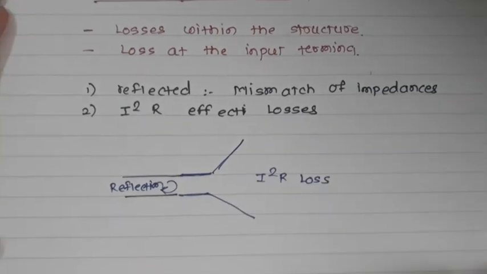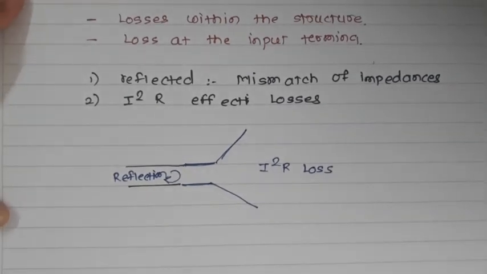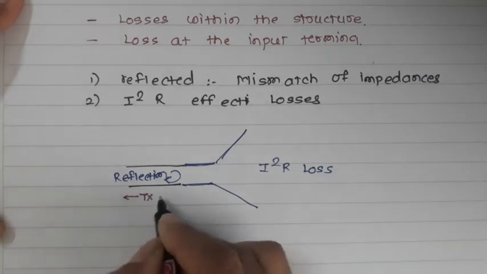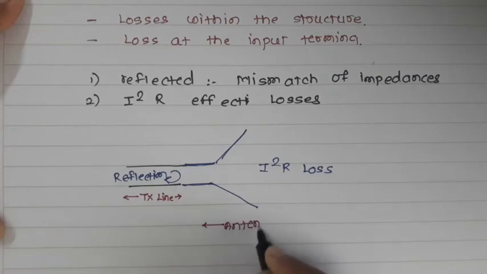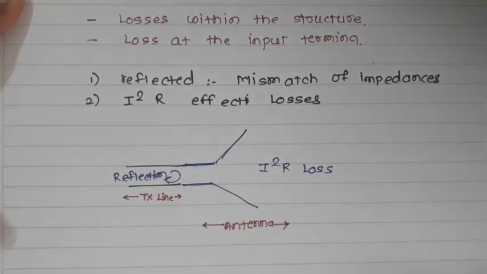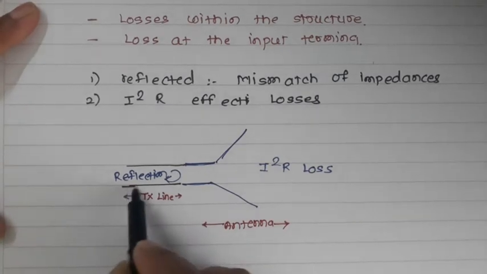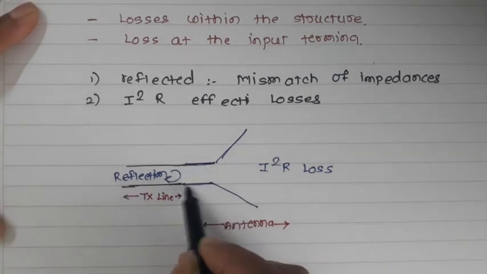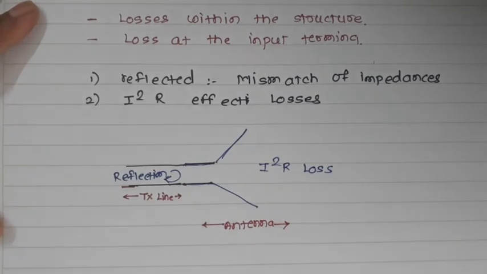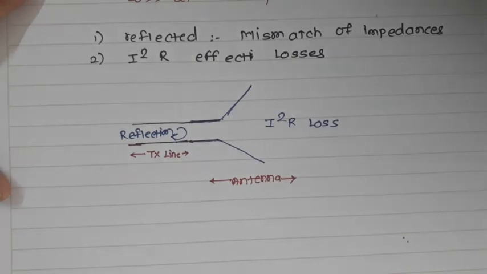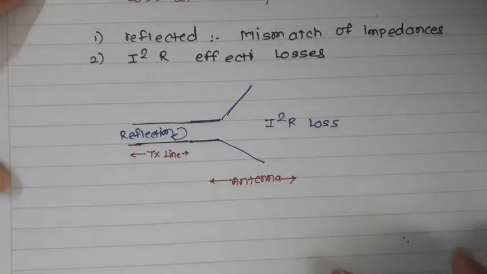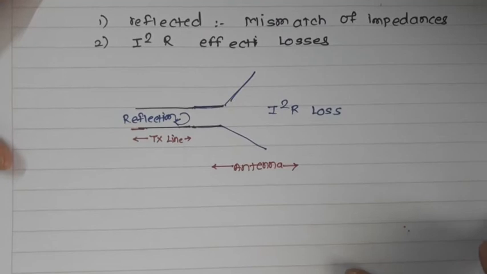So if we see this antenna, we will have a transmission line. So up till here we can consider these are nothing but the transmission line, and this particular structure will be considered as the antenna. So within the structure of the antenna you will have the I square R losses, and at the transmission line and with the connection to the antenna you will have the reflection, or you can say the losses due to mismatch in the impedance. So when we take into account both these losses to calculate the efficiency, it is referred to as the total antenna efficiency. So how are we going to calculate the total antenna efficiency?